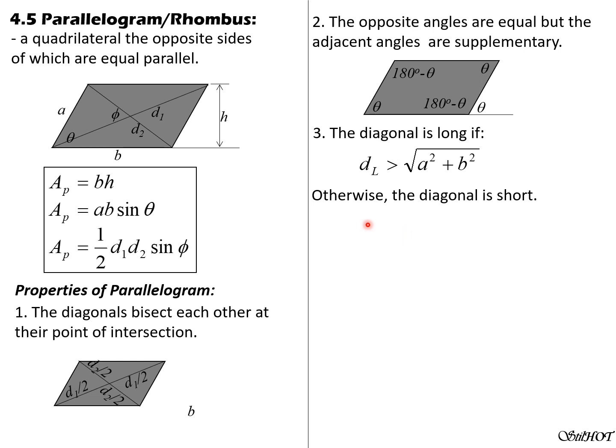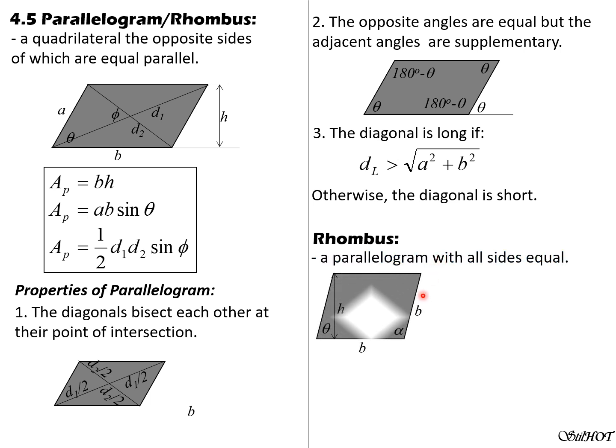Then this parallelogram reduces to a rhombus when all sides are equal. So it is a parallelogram with all sides equal. And here is the fact. We can use these formulas here. Now we replace, it will still be base times side. And if we replace this as b, then this second formula becomes b squared sine theta.